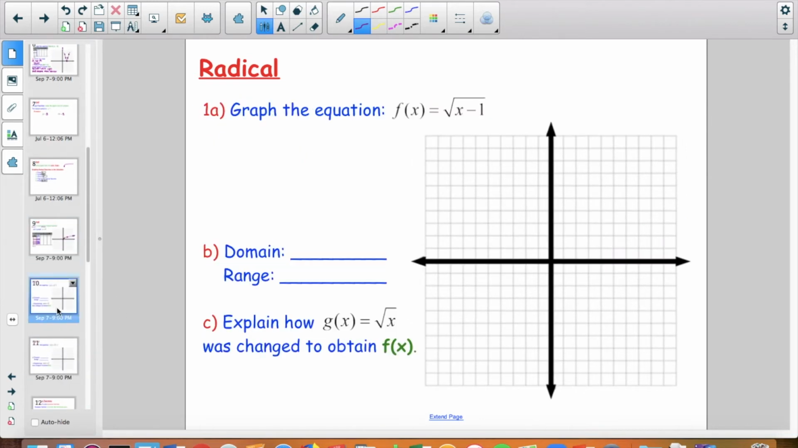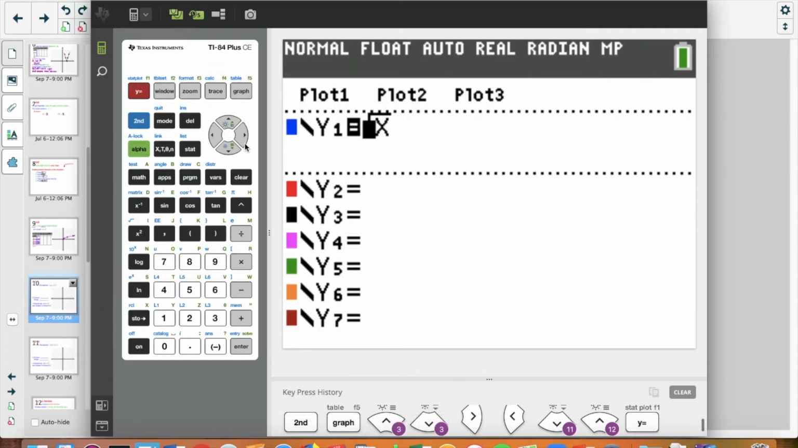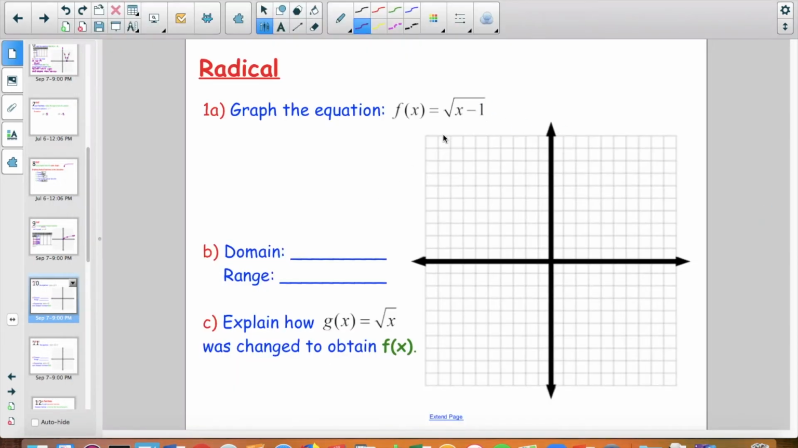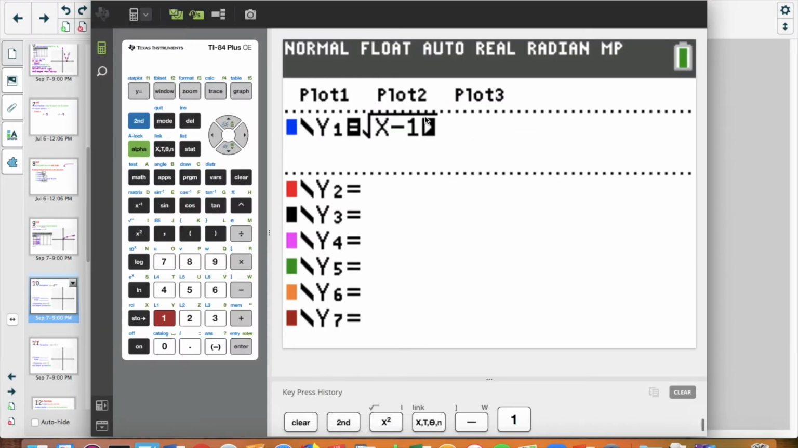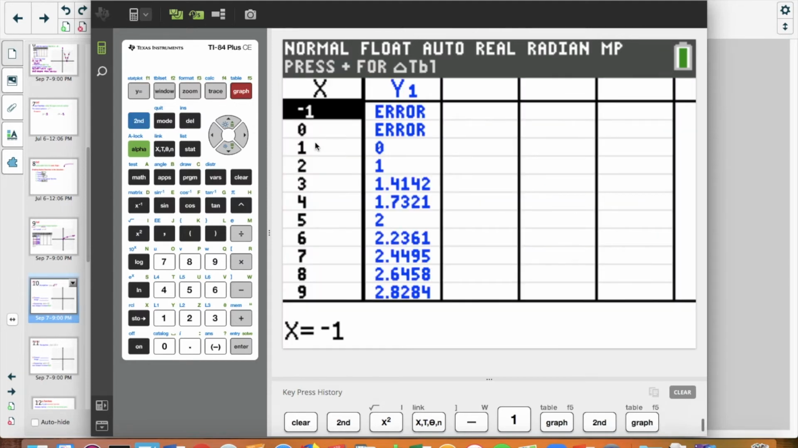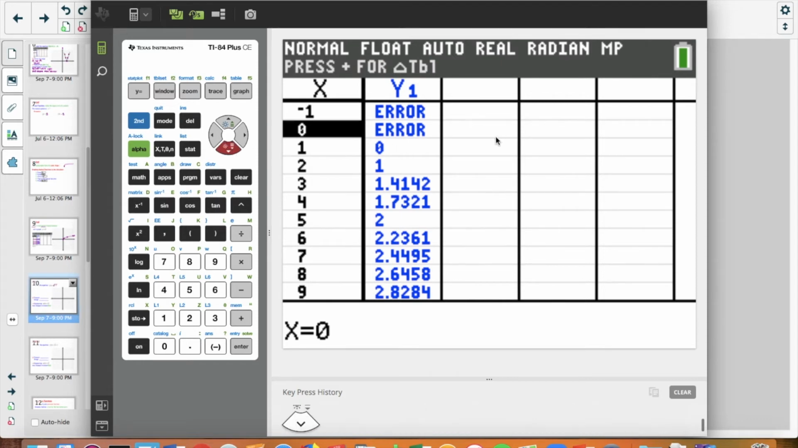So we're going to go through a couple of examples. First, graph the equation f of x equals the square root of x minus 1. So going here, typing in the square root of x minus 1. Notice that this minus 1 is underneath the radical. When you type it in your calculator, it has to stay under the radical. So this is what the graph is going to look like, but we need exact numbers. So we press second graph. You want to look for the errors because you know right beneath that is where the first point of your graph is going to be.